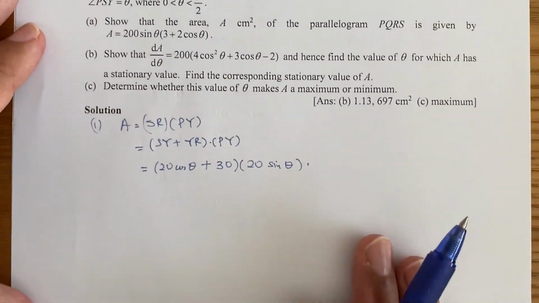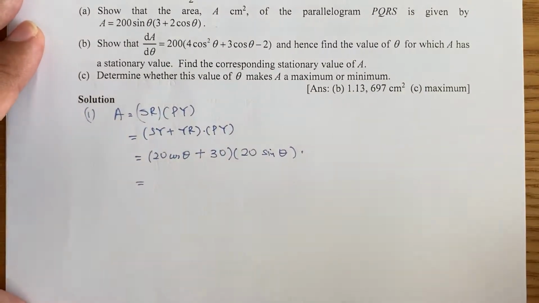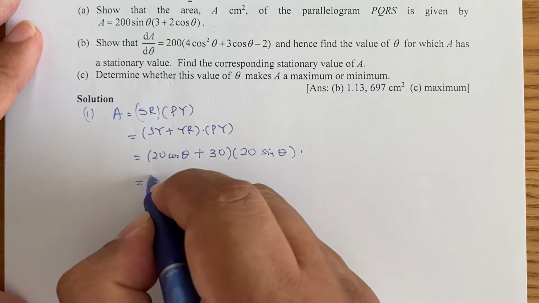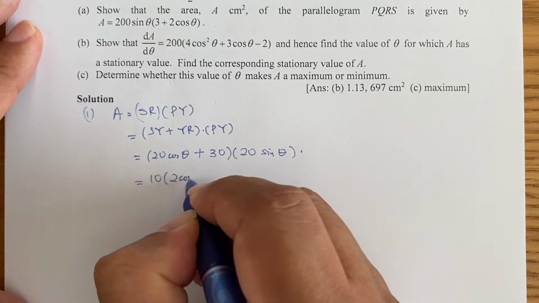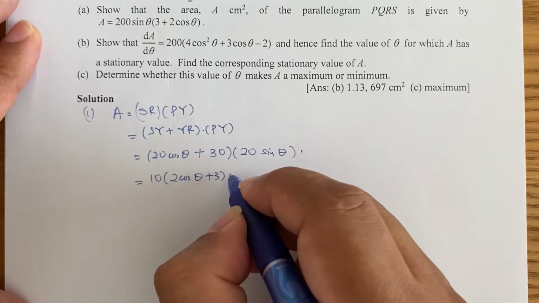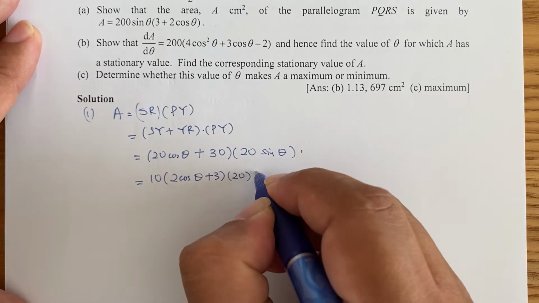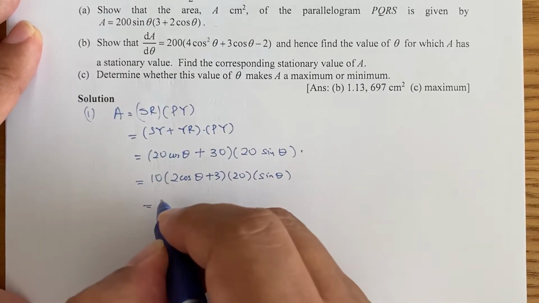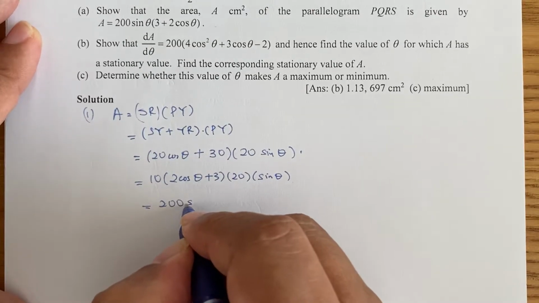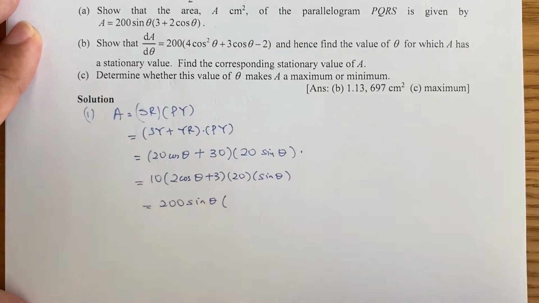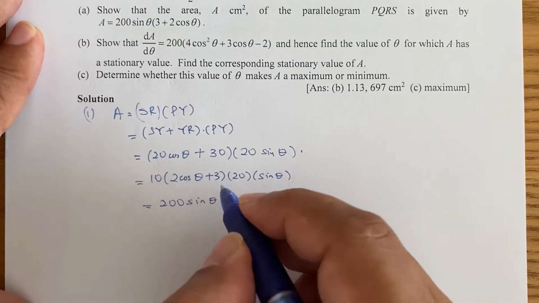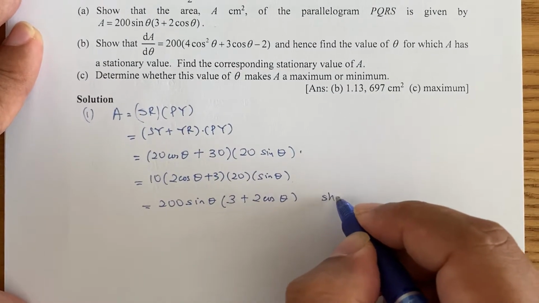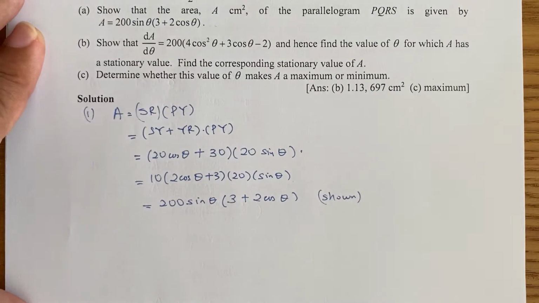How do you go about doing that? I can take out 10 here. This is 2 cosine theta plus 3. This is 20, and if you look carefully, this is sine theta. If I rearrange, this is 10 times 20, this is 200 sine theta. If I open a bracket here, I can rearrange this one: 3 plus 2 cosine theta. That's it. I've shown it. This is my A.